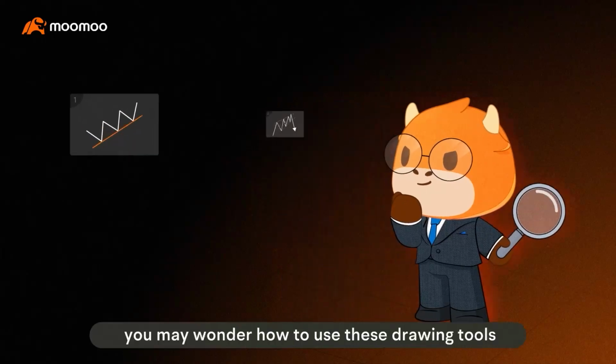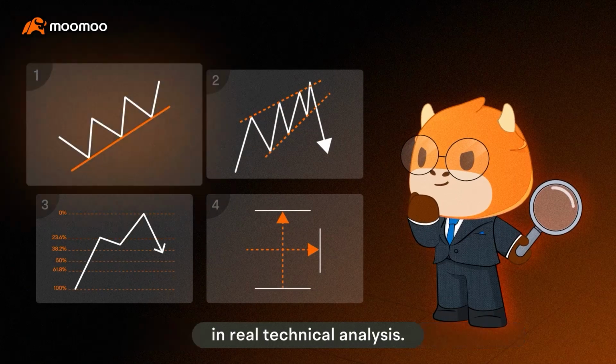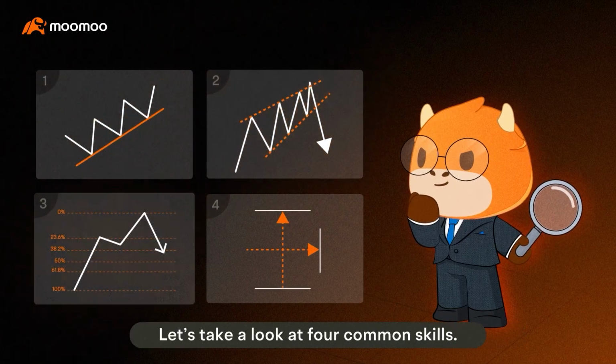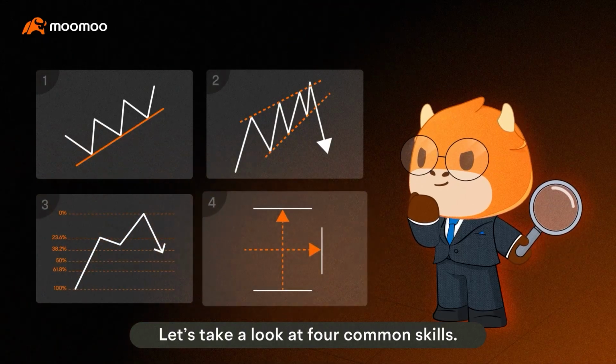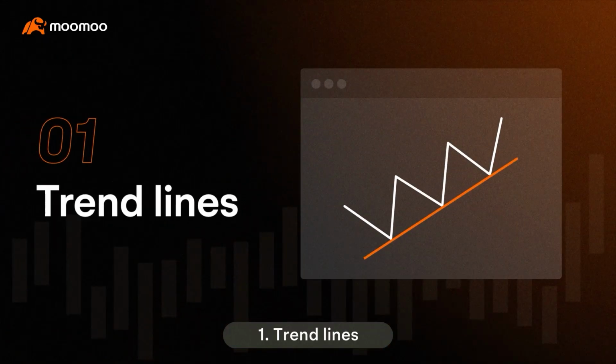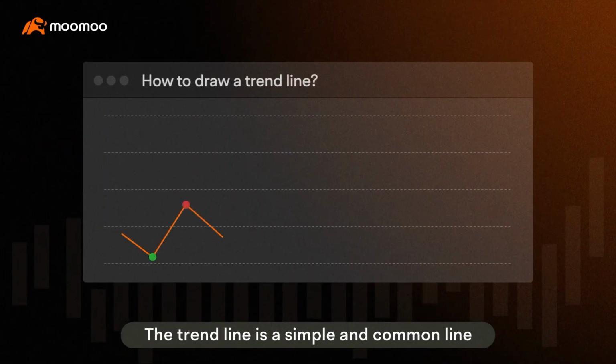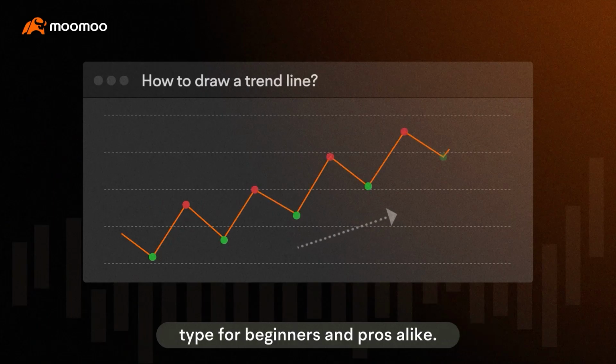Having said this, you may wonder how to use these drawing tools in real technical analysis. Let's take a look at 4 common skills. 1. Trend lines. The trend line is a simple and common line type for beginners and pros alike.